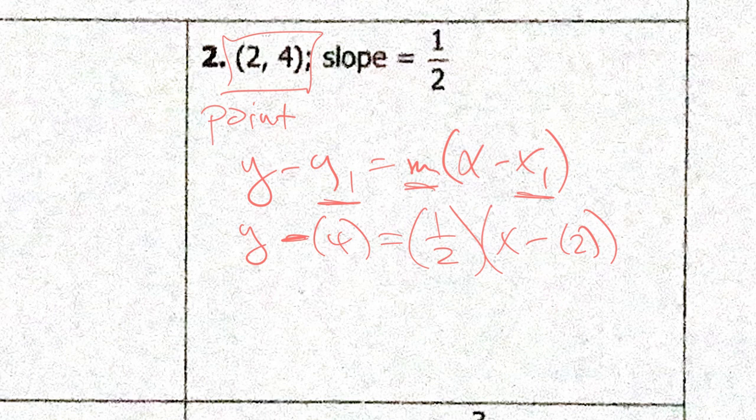Now, remember, this is point slope form. Guys, this is a valid equation of a line. This works as an equation of a line. But we are going to continue to take it to slope intercept form. So that means I need to distribute the 1/2. So right here, y minus 4 equals 1/2 times x. What's 1/2 times x? 1/2 x.